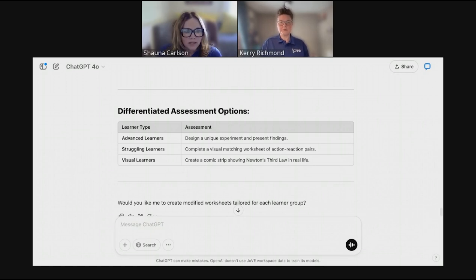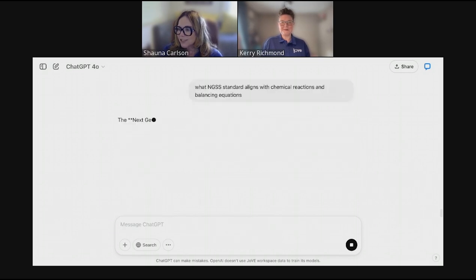Chemical, what NGSS standard aligns with chemical reactions and balancing equations? I keep typoing because everybody's watching. All right, and we'll see what pops up here.